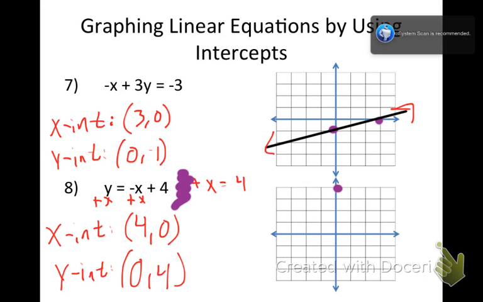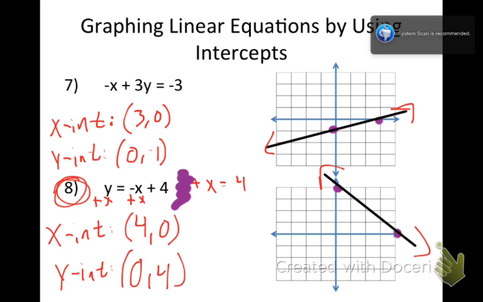I plot my coordinates here. I get something like that. Again, notice that number 8 is kind of a different problem there with that x-intercept. You still got to solve for x in that sense. Plug 0 in and then solve for x. All right?